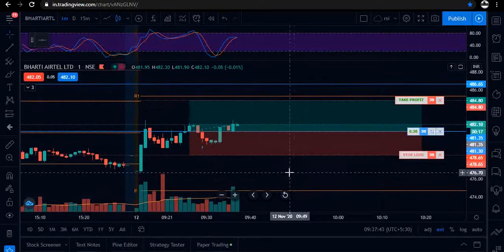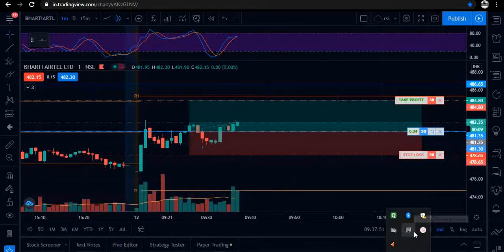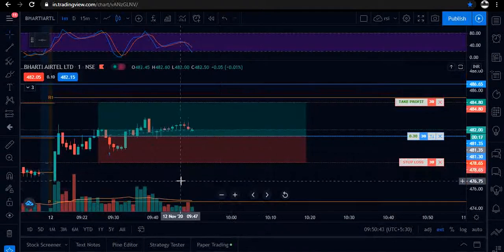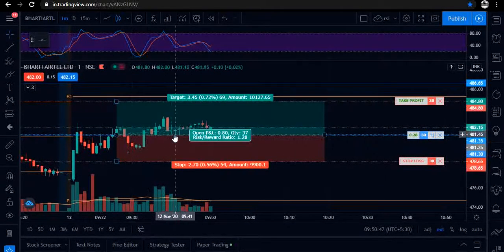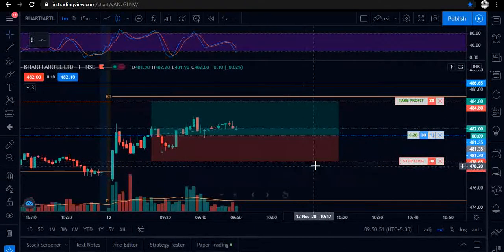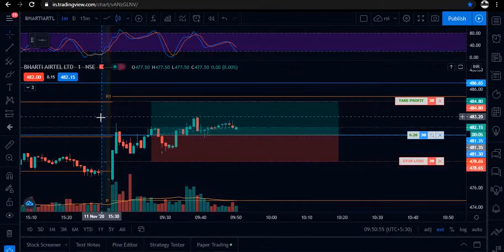Traders, this was all the logic, and now I am pausing the video, and when it hits our target I will update you. Traders, here you can see that price first tried to go upside but has not yet hit our target. So we will wait for our target in this equity trade, that is in Bharti Airtel.